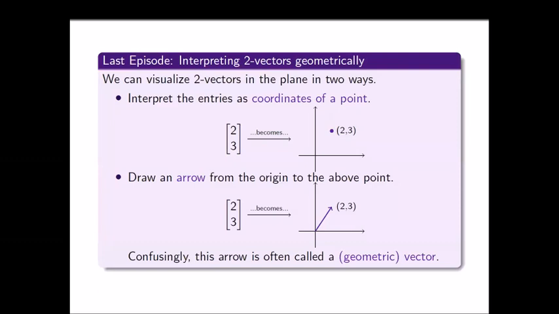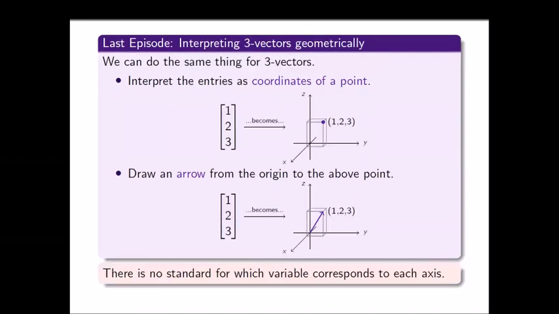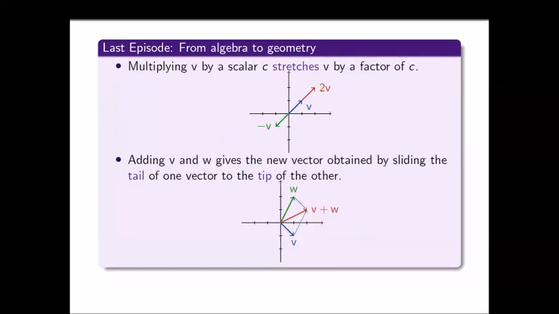In the last episode, we learned about geometric vectors and how to interpret two-dimensional and three-dimensional algebraic vectors as either coordinates of points or geometric vectors denoted by arrows. We also saw a little bit of algebra on geometric vectors. More precisely, we saw what happens to a geometric vector, or an arrow, when we multiply it by a scalar or when we add it to another vector.